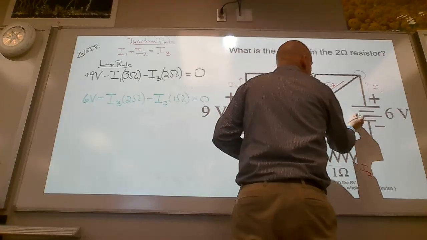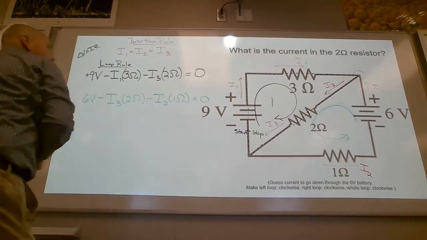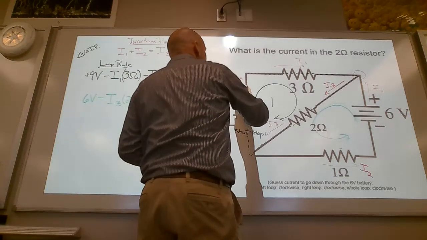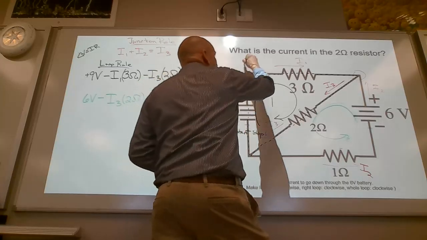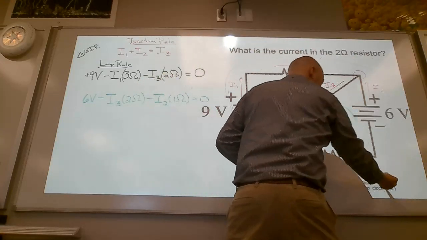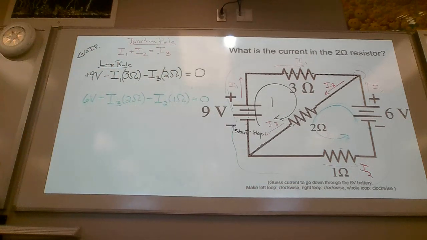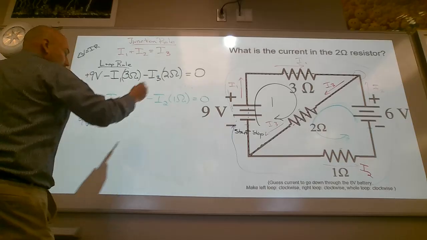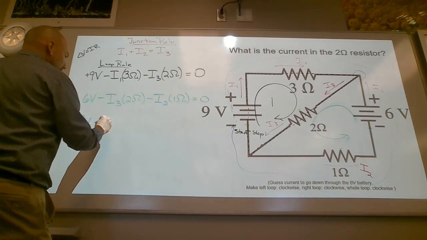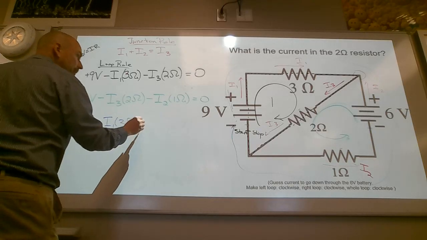Check this loop out. You're going to learn some stuff on this one. Okay, I'm going to do this loop here. I'm going to start here, and I'm going to go around that loop. Okay, so I'm starting here. I got a 9-volt gain. I've got current 1 times 3 ohm drop.